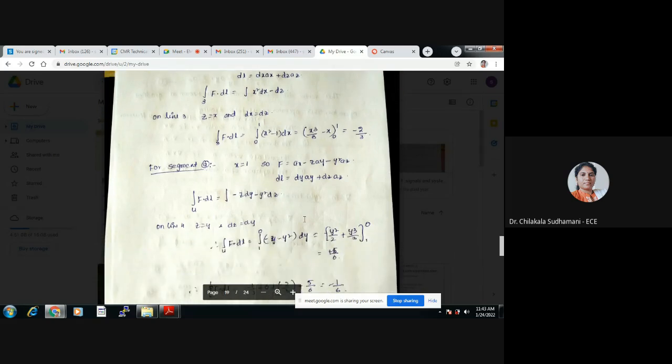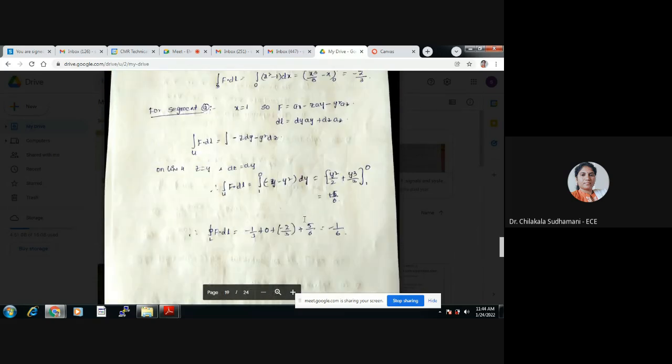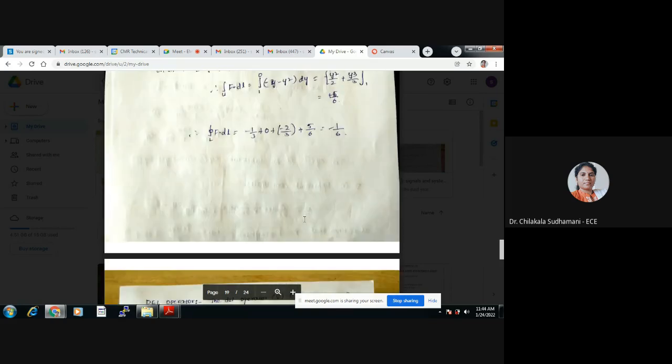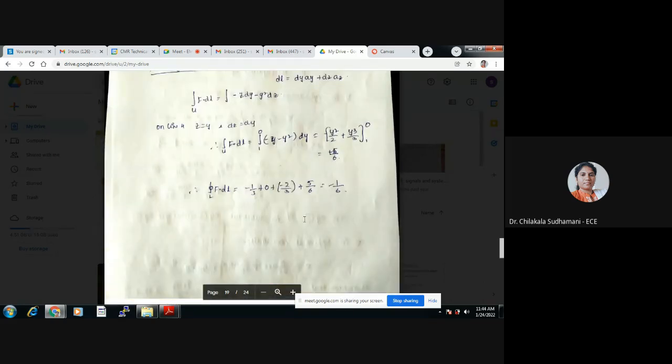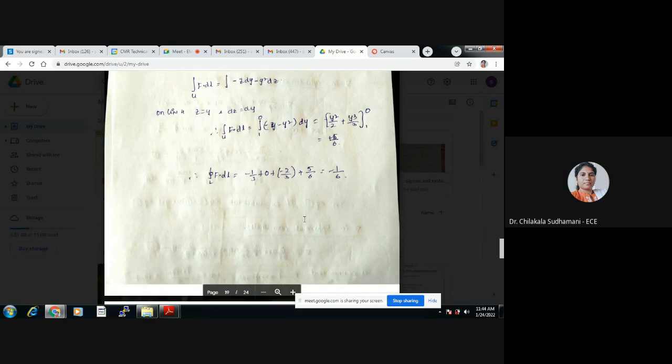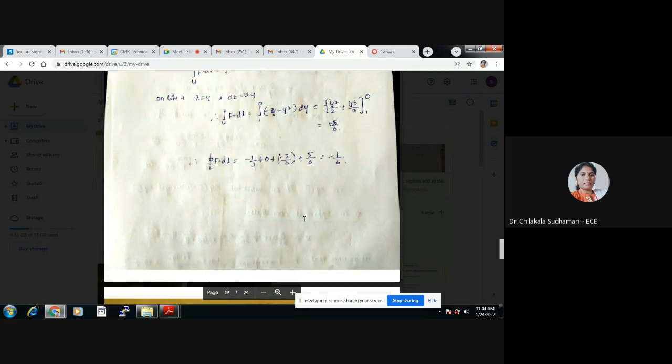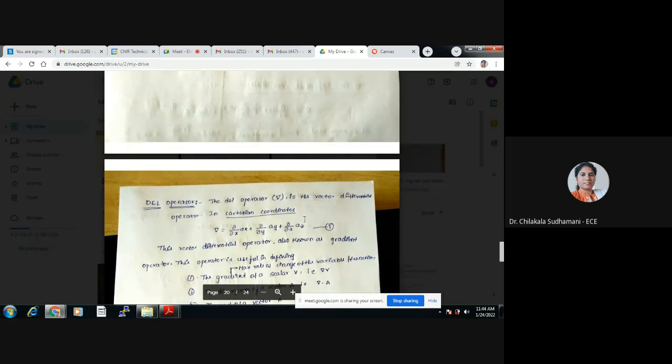Similarly, the fourth line. For the fourth line, we are assuming x is equal to 1. Then if you simplify, you will get minus 5 by 6. So add all these components, which gives the total line integral. The total line integral is the segment 1, 2, 3 and 4 line integrals. Then you will get the total power.